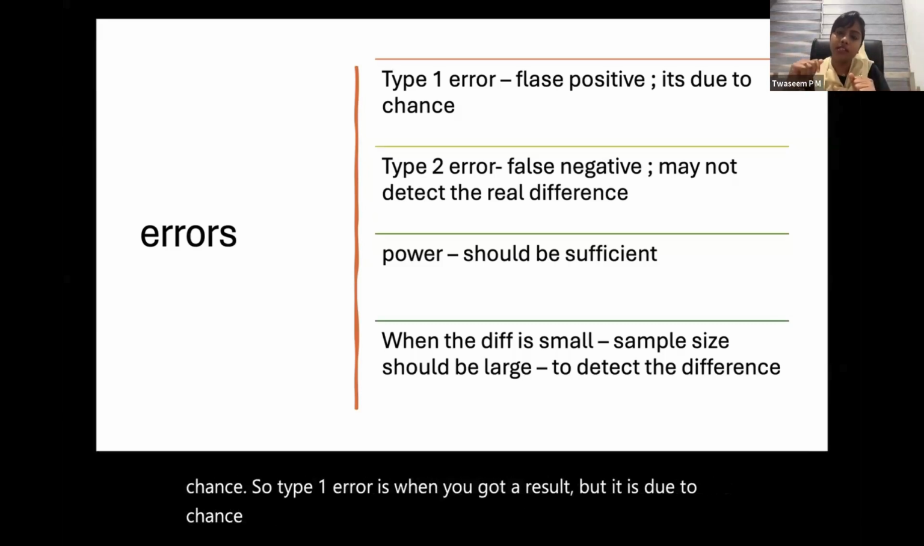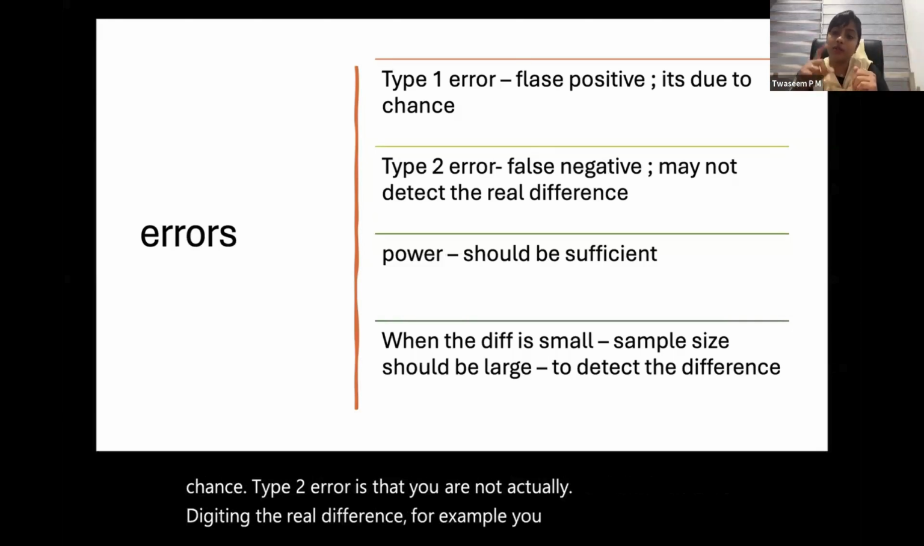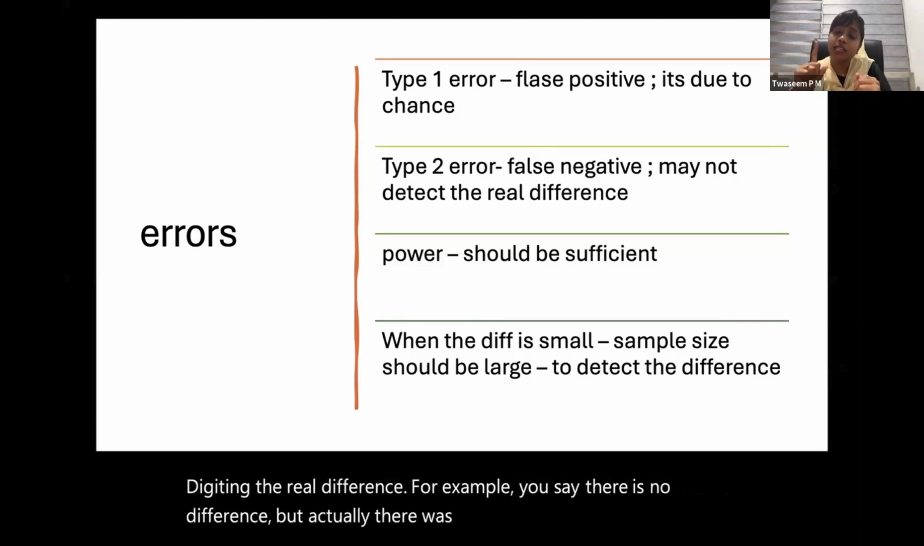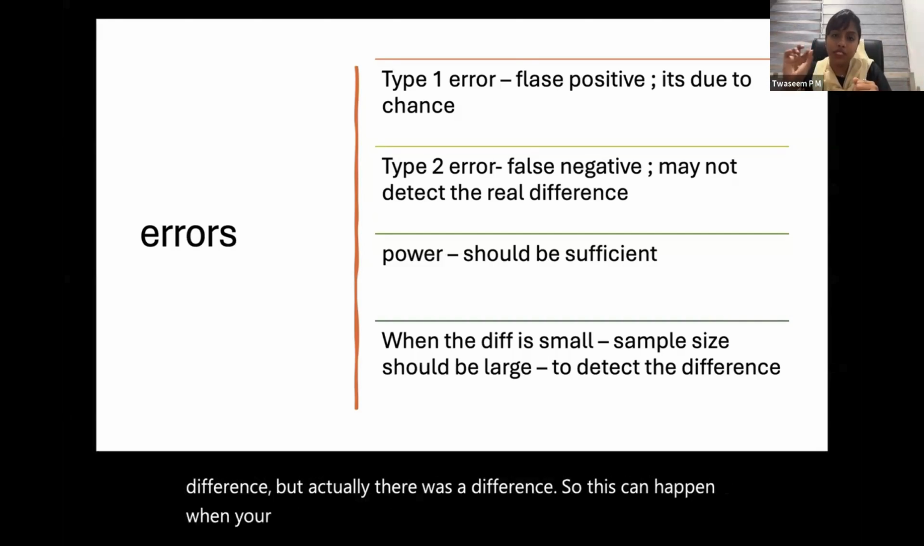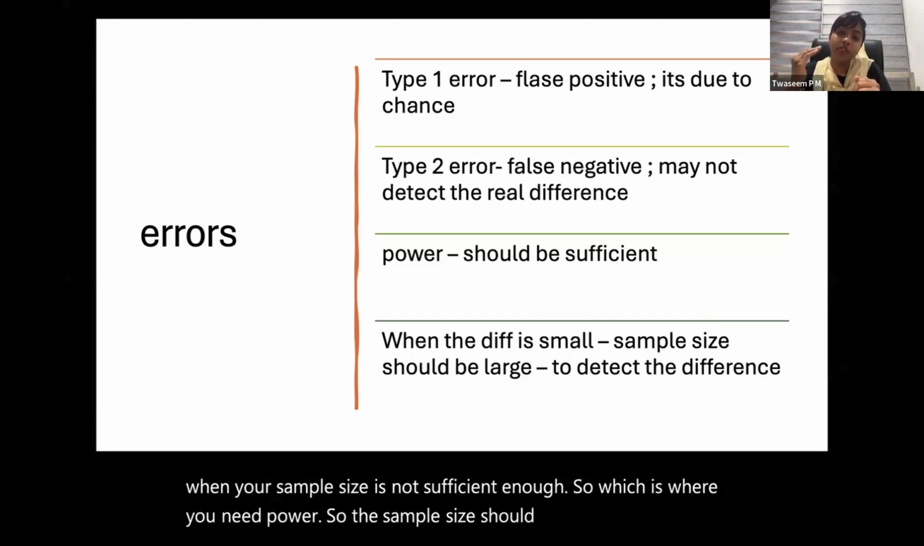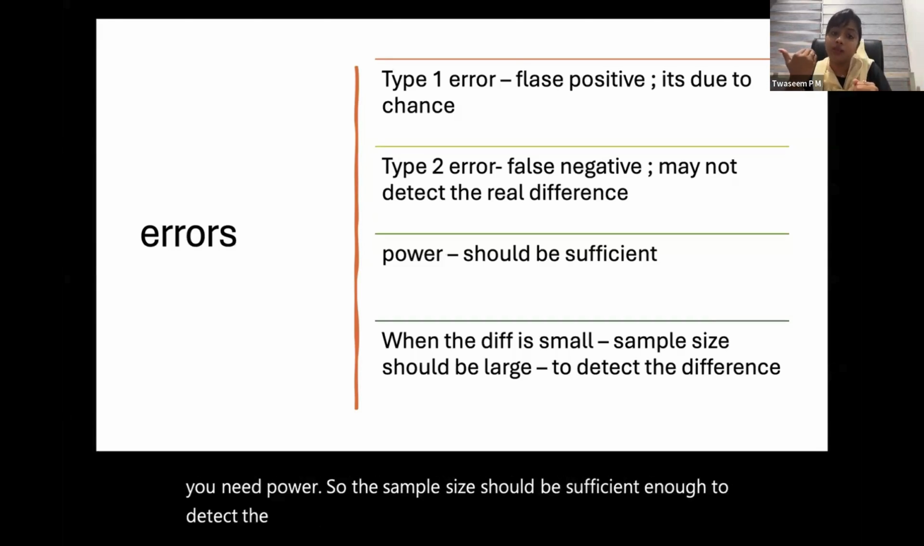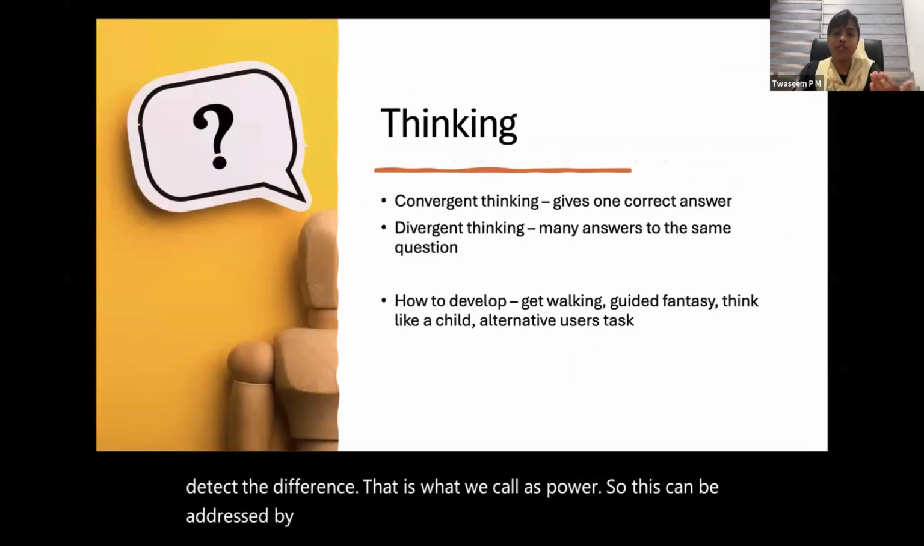Type 2 error is that you are not actually detecting the real difference. For example, you say there is no difference, but actually there was a difference. So this can happen when your sample size is not sufficient enough, which is where you need power. So the sample size should be sufficient enough to detect the difference. That's what we call as power. So this can be addressed by increasing your sample size.